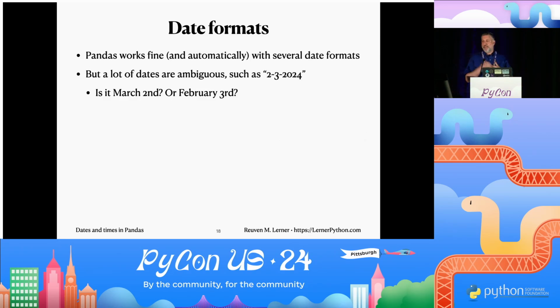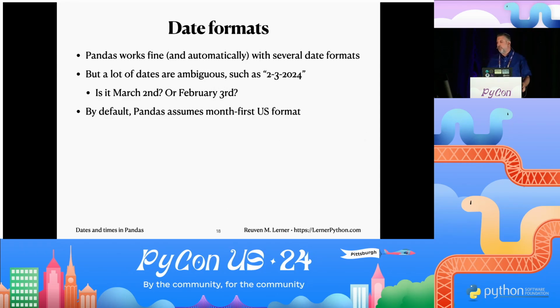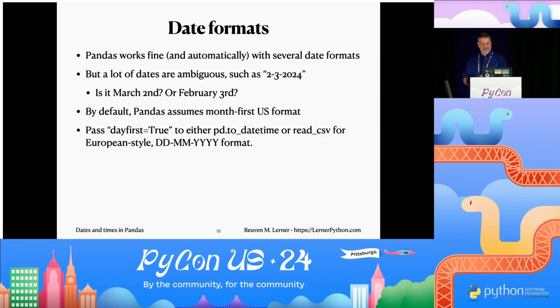Right? Is 2/3/2024 March 2nd? Or is it February 3rd? So by default, Pandas assumes the month-first format that's in the US. And might I add, only in the US. But by default, Pandas assumes that, but if we pass dayfirst equals True, then it switches it around, right? That's not the default, but if we set it, then it's day, month, year.